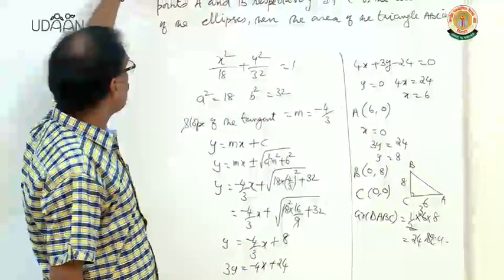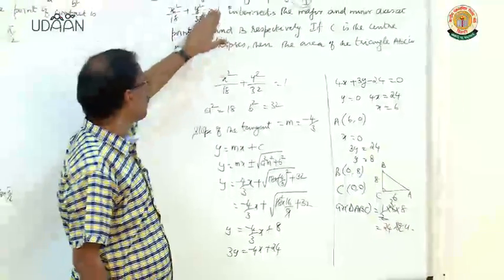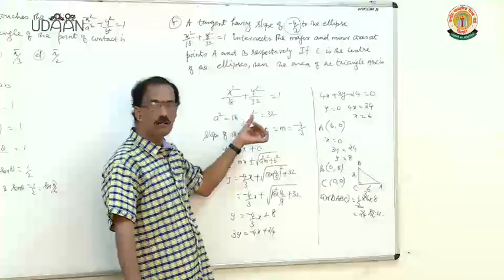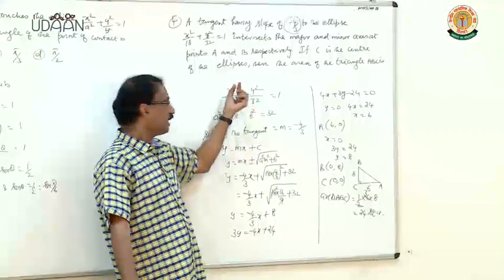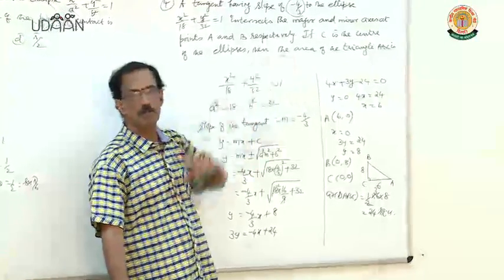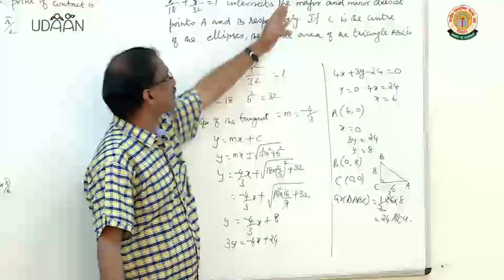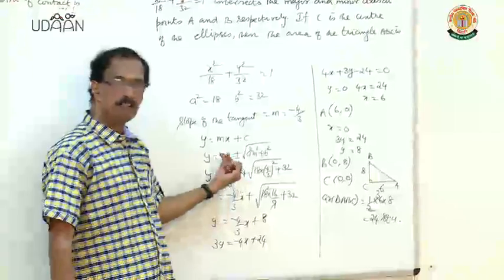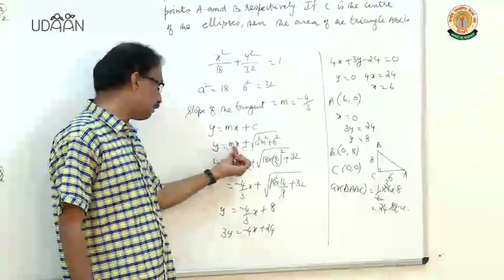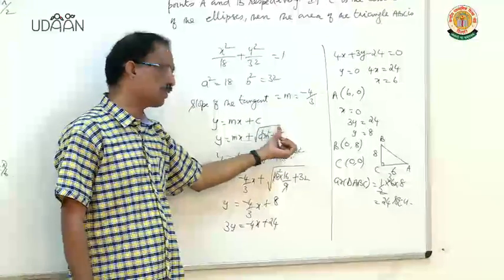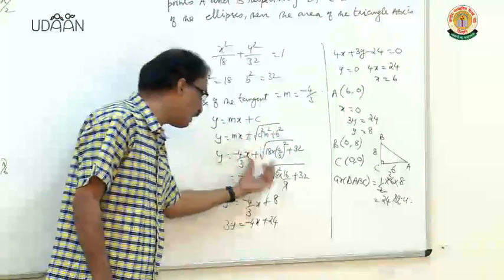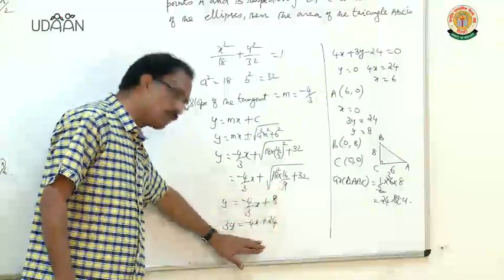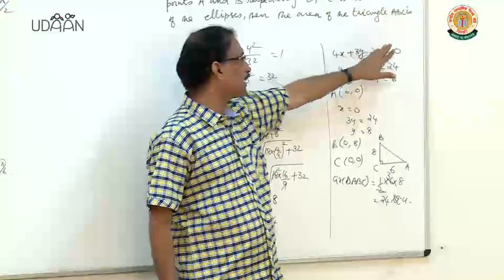Once again, recollect what all things we have used. The given equation x square by 18 plus y square by 32 equal to 1 is the equation of the ellipse. So, from there we get a square and b square, because it is in the standard form, x square by a square plus y square by b square equal to 1. Then the slope of the tangent is given. So, we form the equation of the tangent in slope form, that is y equal to mx plus minus root of a square m square plus b square. Simply, we can take the plus one. So, from there we got the equation of the tangent as 4x plus 3y minus 24 equal to 0.